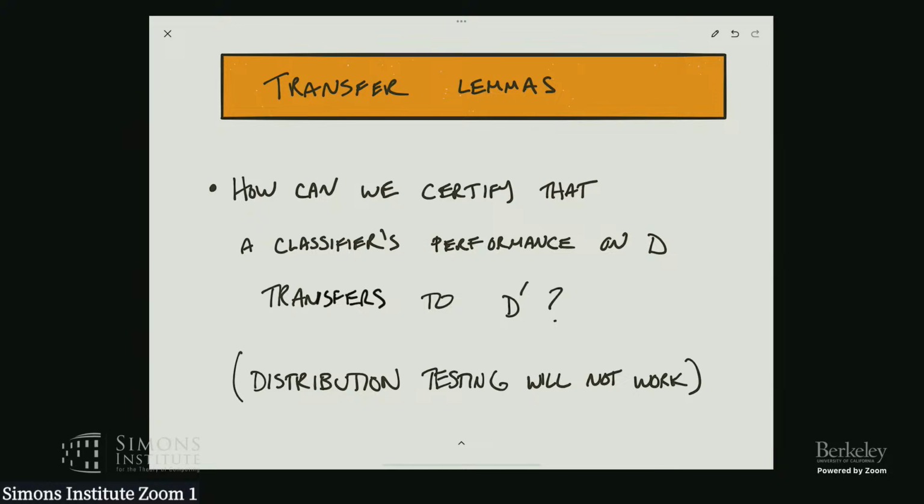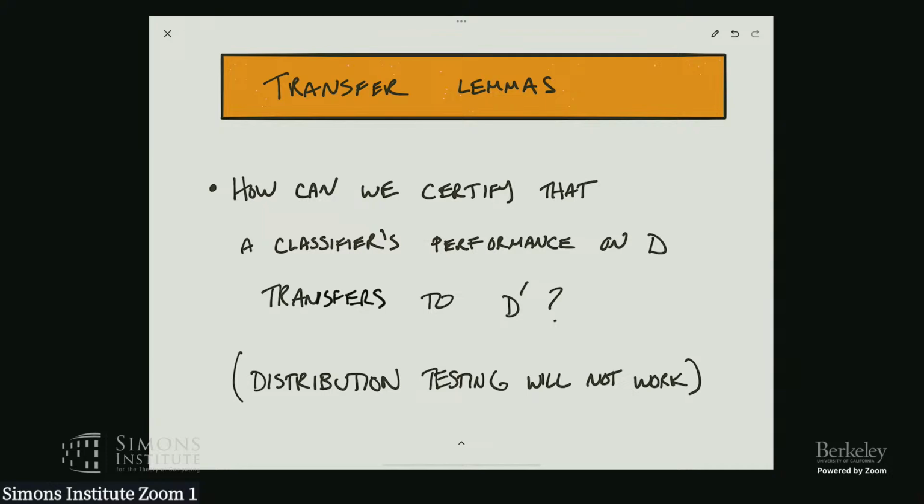When you're developing these algorithms, what it comes down to is how can we certify that a classifier's performance on the training set transfers over to the test set? And one thing I want to point out is that distribution testing won't work. You might think in TDS learning, just use one of these distribution testing algorithms and check that D prime is not a Gaussian, or test that it's close to a Gaussian.